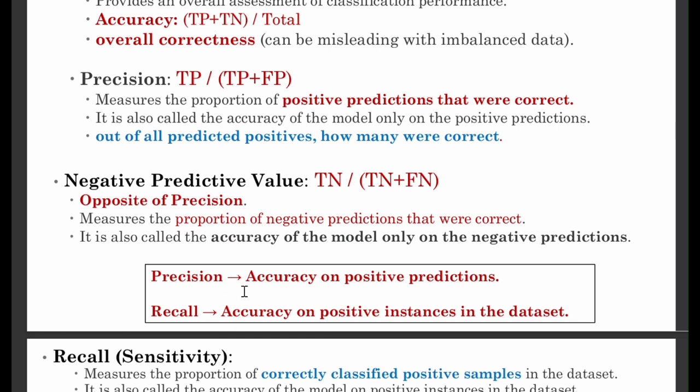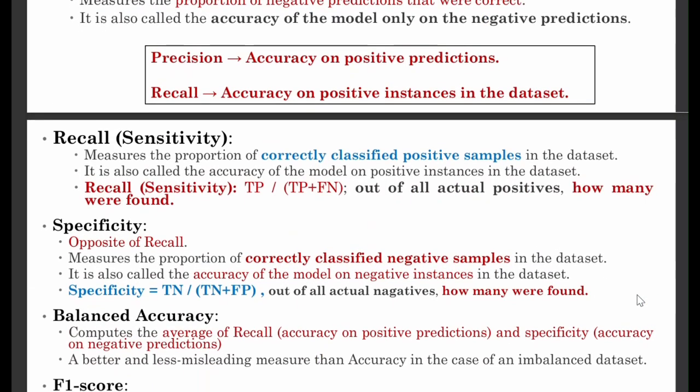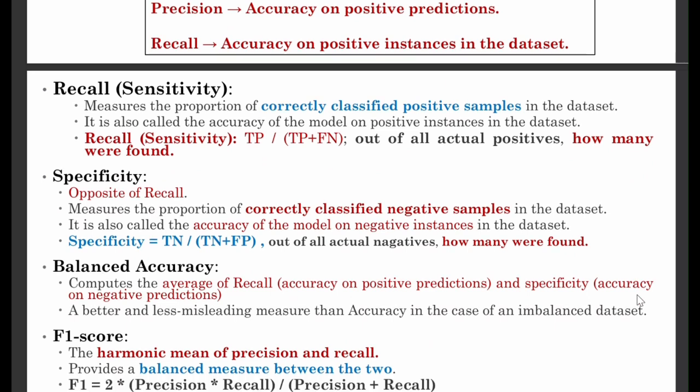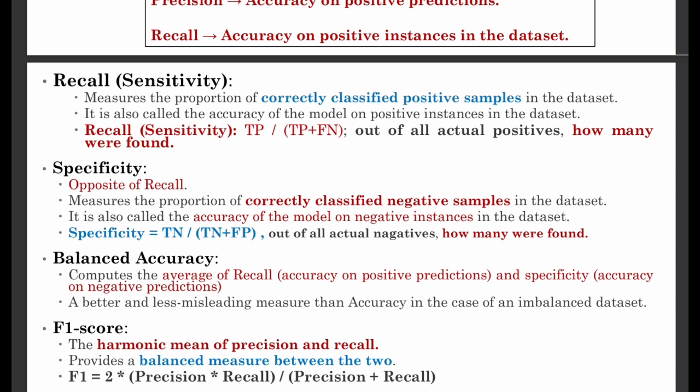Here, precision is accuracy on positive predictions and recall is accuracy on positive instances in the dataset. The formula for recall is TP divided by TP plus FN. That means true positive divided by true positive plus false negative. Out of all the actual positives in the dataset, how many did the model find? High recall means the model doesn't miss any positives.